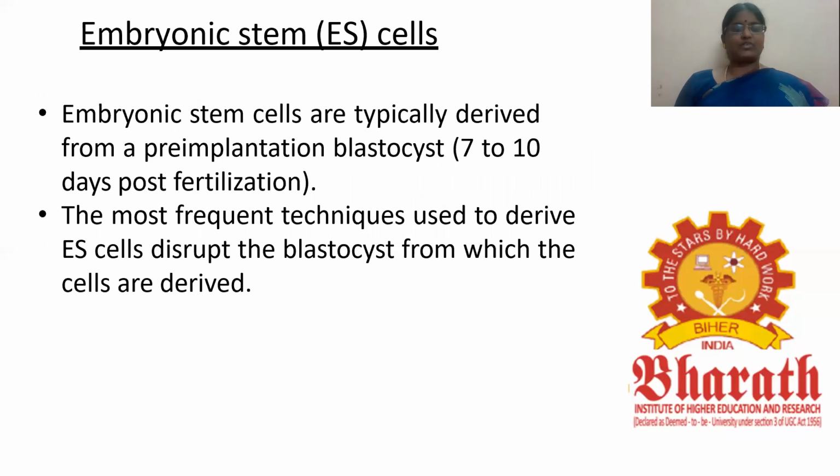So there are 3 types of stem cells. The first one is embryonic stem cell, and the second one is adult stem cell, and the third one is induced pluripotent stem cell. So first we'll discuss the embryonic stem cell. Embryonic stem cells are typically derived from a pre-implantation blastocyst, that is 7 to 10 days post-fertilization, and the most frequent technique used to derive embryonic stem cells disturbs the blastocyst from which the cells are derived.